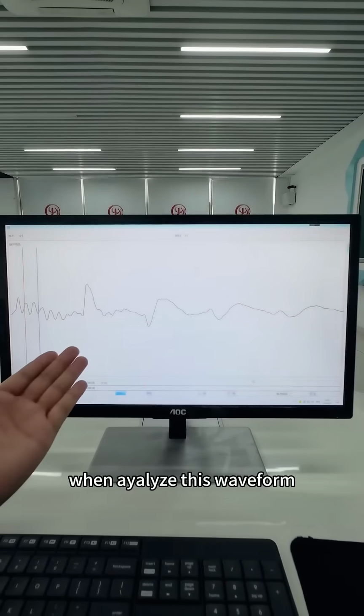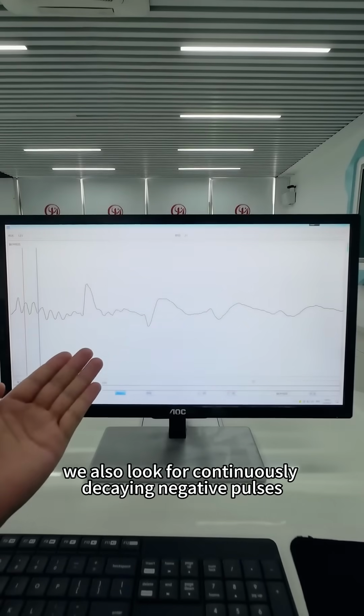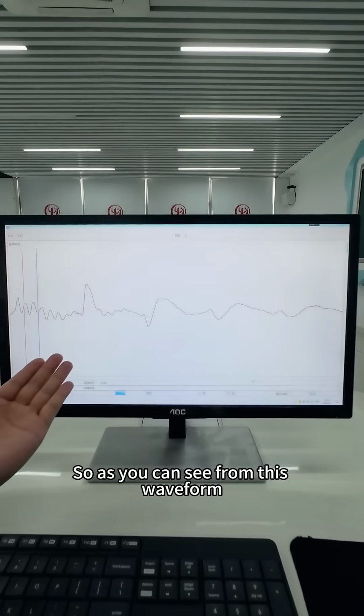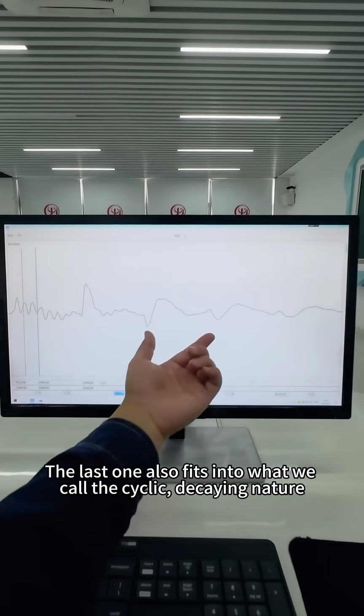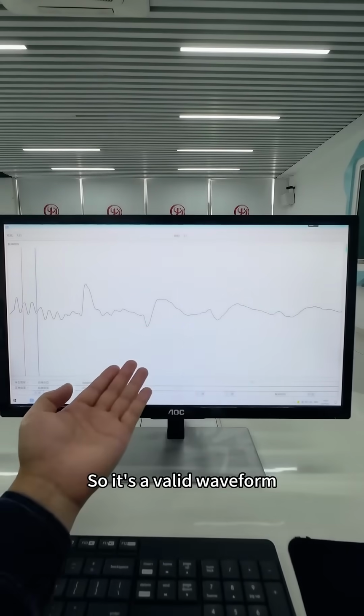When analyzing this waveform, we also look for continuously decaying negative pulses. As you can see from this waveform, there's a negative pulse here, there's one here. The last one also fits into what we call the cyclic decaying nature. So it's a valid waveform.